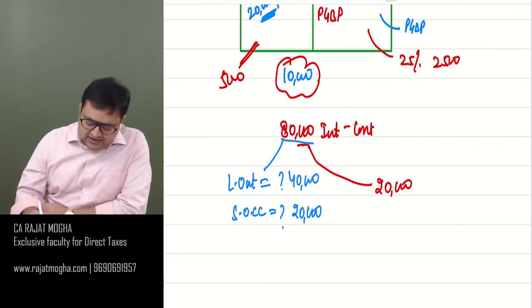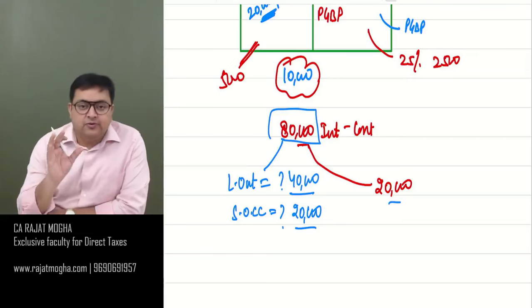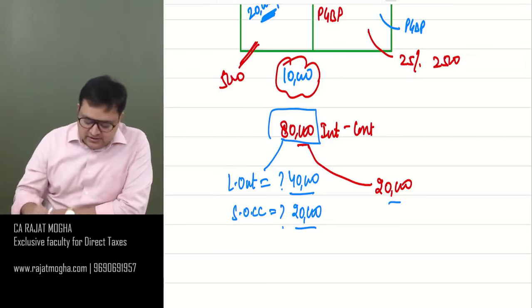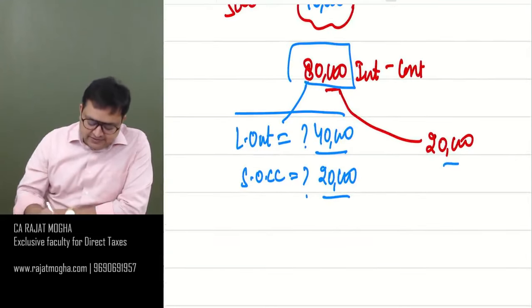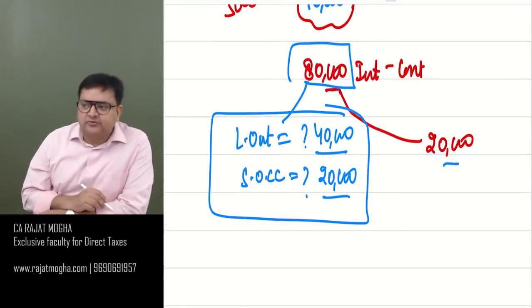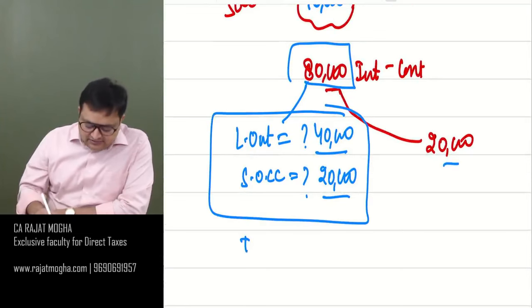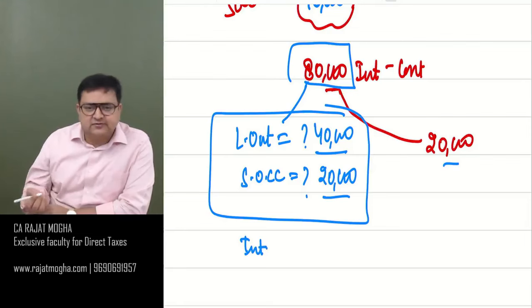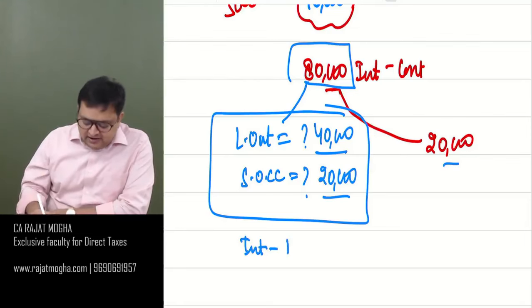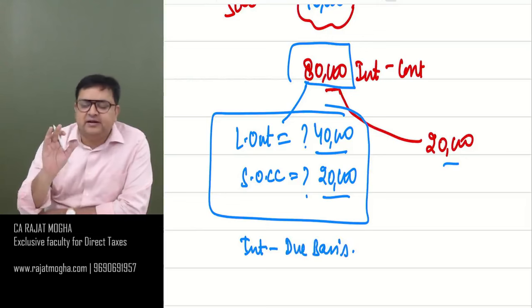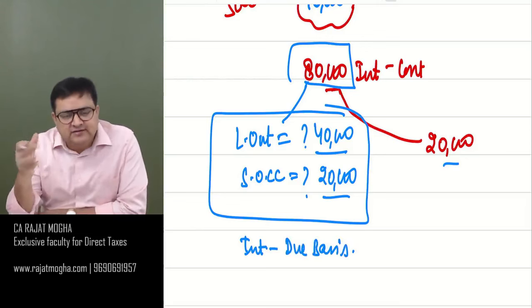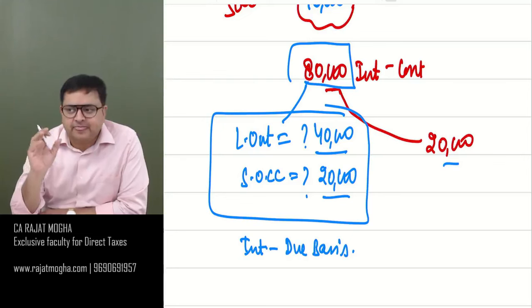So for 80,000: 40, 20, 20. Now, also remember, guys, in house property, interest is allowed. If you take interest from anybody, interest is allowed on due basis, whether you have paid it or not paid it doesn't matter. In house property, interest is allowed on due basis, right?